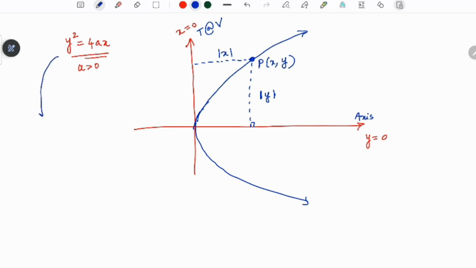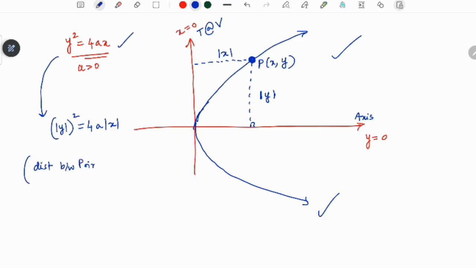When I observe this equation, if a point is on the parabola, that means it is satisfying this equation. What did I notice here? Mod y whole square I can write is equal to 4a times x. Now I am in which quadrants? I am in quadrant 1 and quadrant 4, right? There x is positive. So instead of x, I can write mod x. Mod x is the same as x when x is positive.